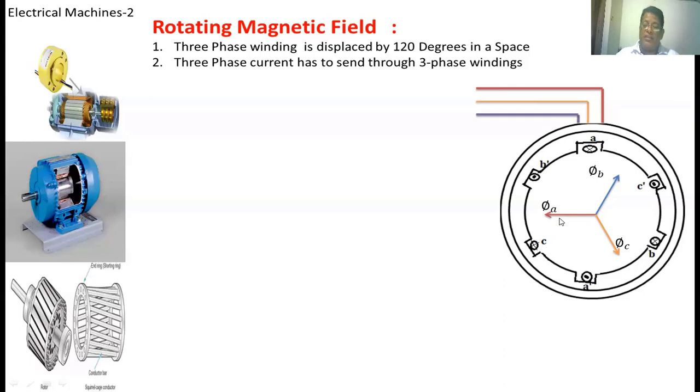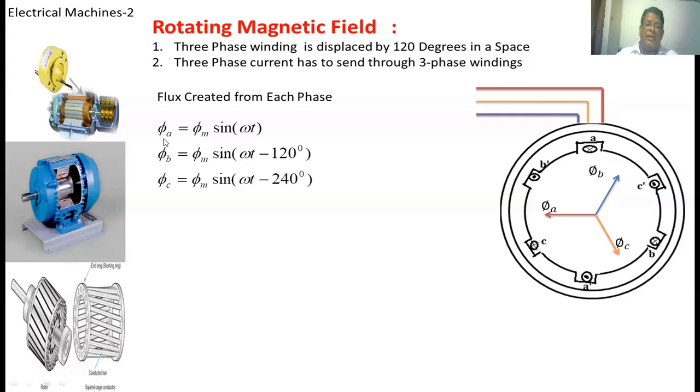These are sinusoidal fluxes because we apply a sinusoidal voltage to the stator winding. The sinusoidal current passes through the stator winding, so the flux created from the stator winding is also sinusoidal. These are represented mathematically here: phi A equals phi m sin omega t. This is the flux created from coil 1. Phi B equals phi m sin (omega t minus 120). This is the flux from the second coil. Phi C equals phi m sin (omega t minus 240 degrees). This is the flux from the C coil. Here phi m is the maximum value of per-phase flux.